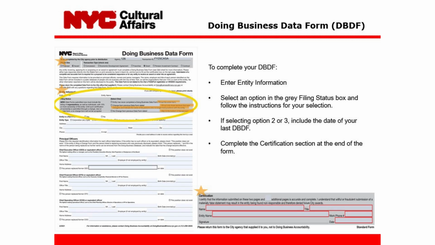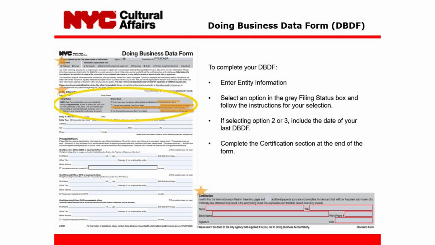So let's talk about how to complete the Doing Business Data form. If you use the links we provided, the top gray box will be correctly pre-populated. Under Entity Information, type in your EIN and entity name. In the gray Filing Status box, you must select one of the 3 options and follow the corresponding instructions accordingly. Those instructions will either tell you which portions of the form you need to fill out or skip to the bottom of the last page.